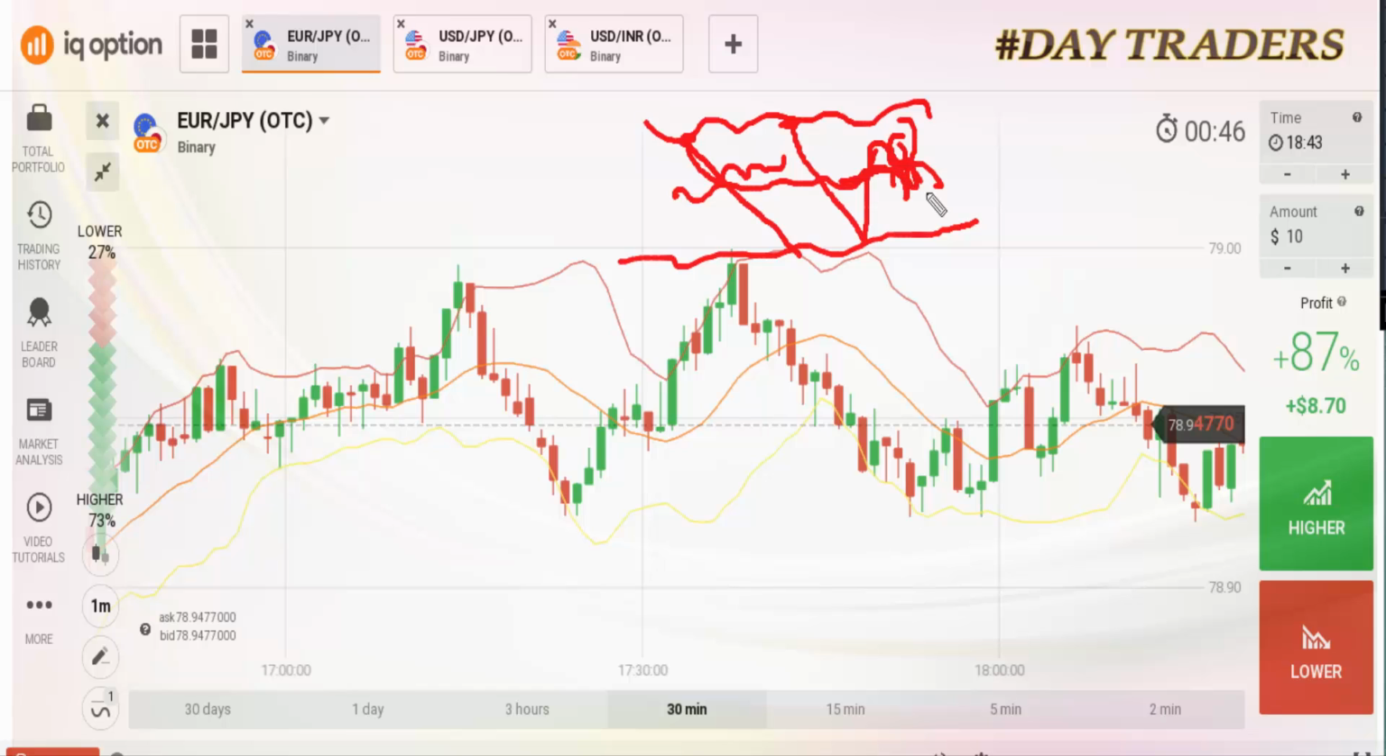Don't use it the second time. If it goes up again, again closing at the level, don't try to place a higher option the second time. This is the condition, use only the first time. I will show you.